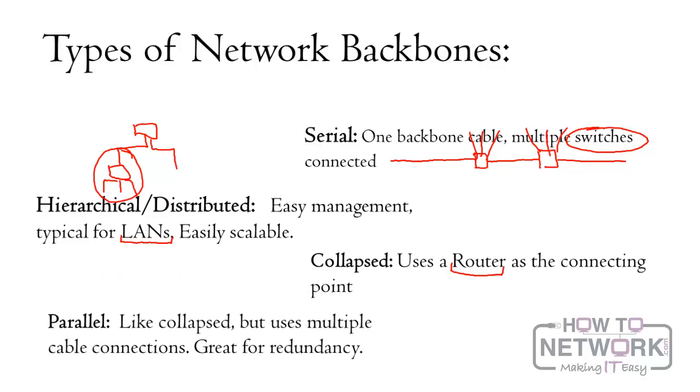Finally, we see something called parallel, which is just like a collapsed backbone, except it has multiple cable connections, and that's because that allows for more redundancy. Remember, if you took the A+ class, we talked about redundancy and how we want to make sure that we don't have what are called single points of failure. So there's more than one cable connection, which not only is great for redundancy, it also allows for what we call load balancing and also a faster throughput because the computer can decide which of the cable connections to use.